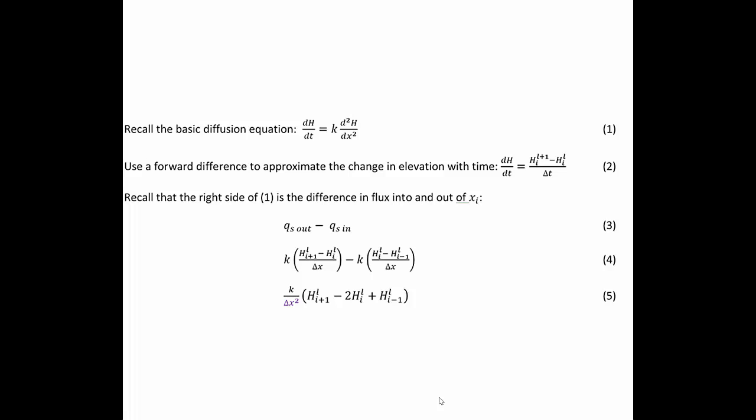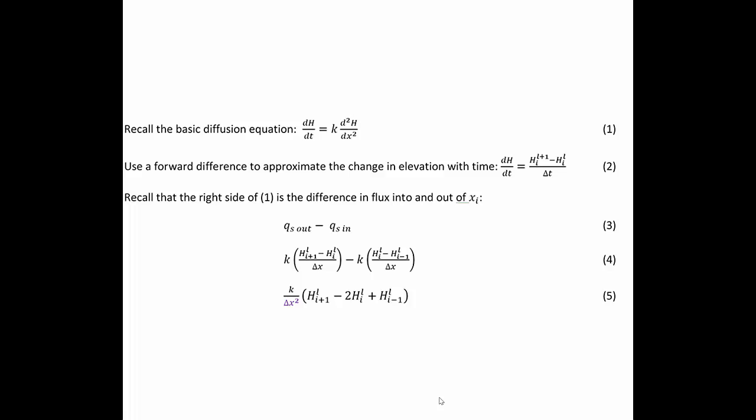Now the right side of the main diffusion equation, we can step back and say it's really the difference in flux into and out of x sub i. So recall the continuity discussion. Here we just say qs out minus qs in. That's the transport rate k times the change in elevation from h sub i to h sub i plus 1, and all of this is at time l, divided by delta x. And then that's qs out. Qs in is just the change in elevation from h sub i minus 1 to h sub i divided by delta x.